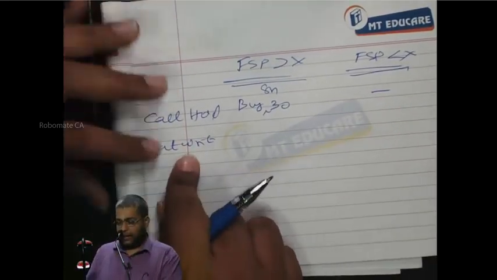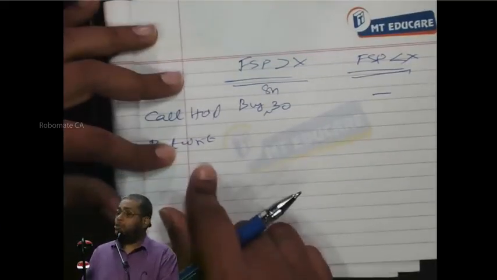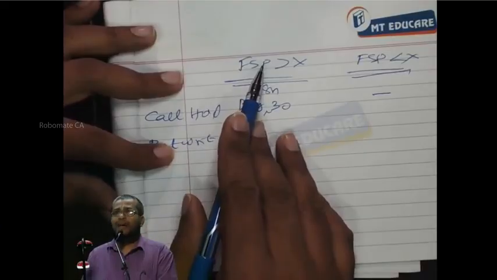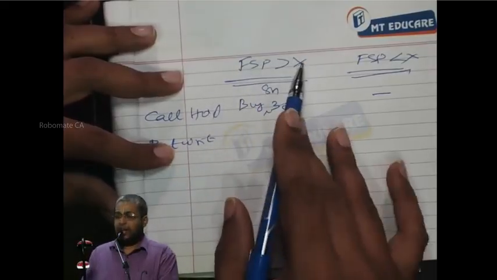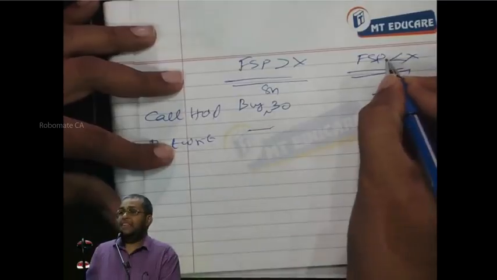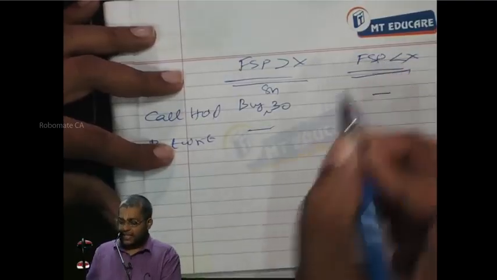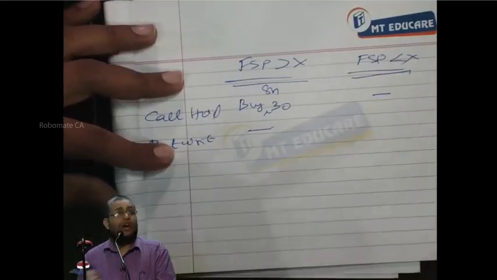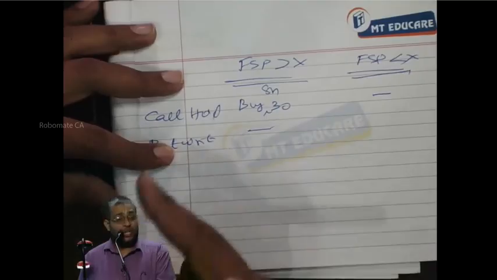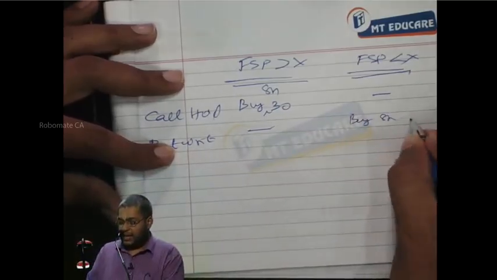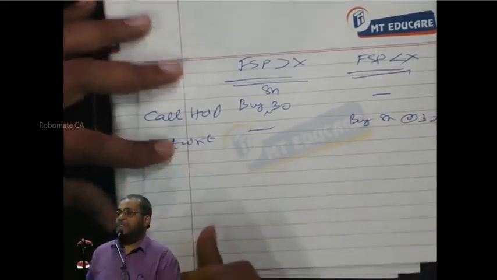Now, come to the other option. I am a writer of the put also, right? In this case, the put holder will let the put lapse if FSP is more, because it is a right to sell a share at a lower price when the market price is higher. But if FSP is less, he will exercise and sell to me the share at the strike price. I have an obligation to buy at the strike price, so I buy the share at 30 rupees.